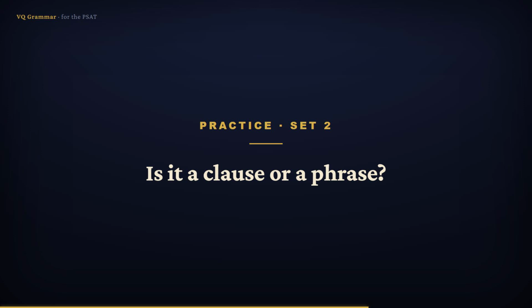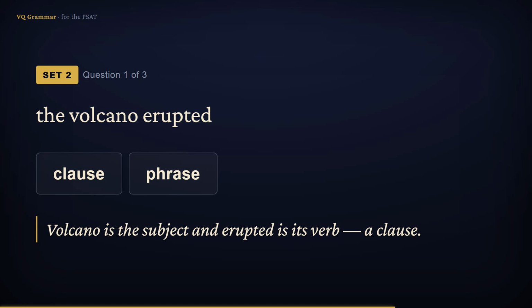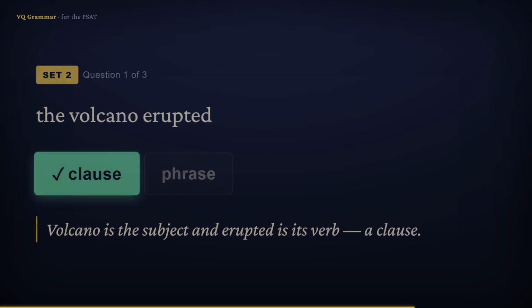Now we'll switch gears. For each group of words, decide whether it's a clause with its own subject and verb, or just a phrase with no subject-verb pair. Pause and try each one. The volcano erupted. Is there a subject teamed with a verb? Yes. Volcano is the subject, and erupted is what it did. A subject plus its verb makes a clause, so the answer is clause.